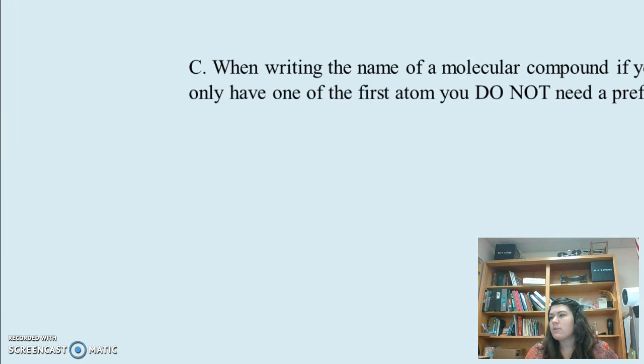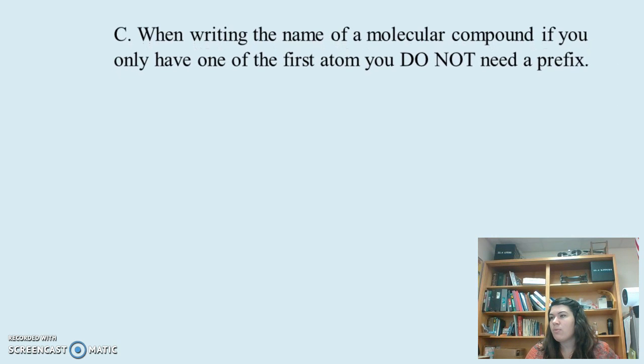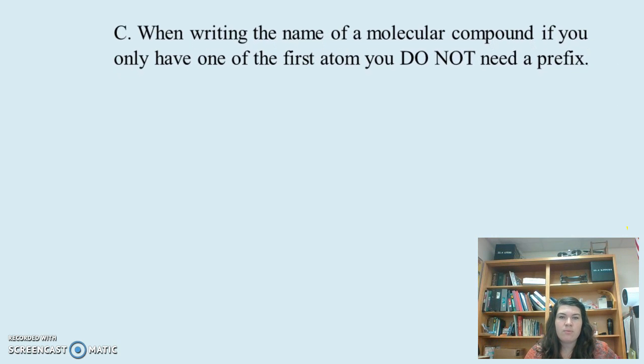Okay, so when we're writing compounds, we use prefixes. And this note says, when writing the name of a molecular compound, if you only have one of the first atom, you do not need a prefix. Here's what I mean. We have CO2. Some of you might know the name of this compound already, just because it's a common compound. But let's look at it. C is for carbon, so we have 1 carbon and we have 2 oxygens.